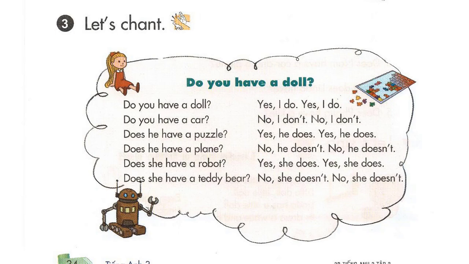Do you have a doll? 1, 2, 3, 4. Do you have a doll? Yes, I do. Yes, I do. Do you have a car? No, I don't. No, I don't. Does he have a puzzle? Yes, he does. Yes, he does. Does he have a plane? No, he doesn't. No, he doesn't. Does she have a robot? Yes, she does. Yes, she does. Does she have a teddy bear? No, she doesn't. No, she doesn't.